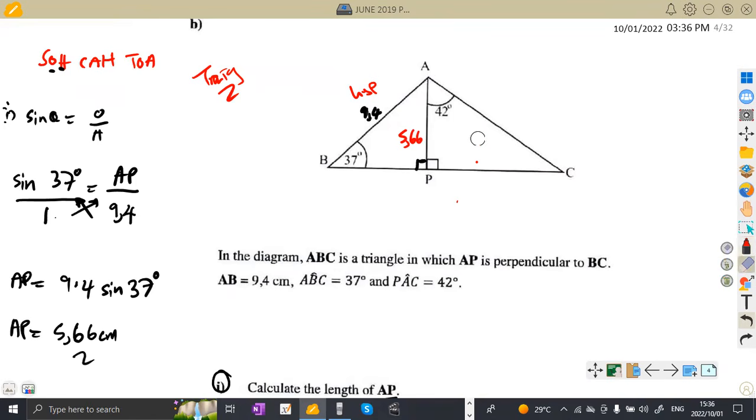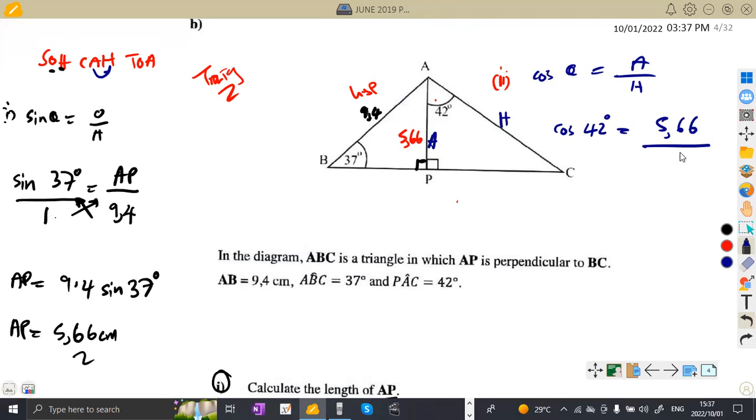That's where we can try to figure out what we have, because now we've got a side on this triangle. Working with triangle APC, according to this angle of 42 degrees, this becomes the adjacent, and we want to calculate AC, which is the hypotenuse. Adjacent and hypotenuse, that's cos. So cos of theta is adjacent over hypotenuse: cos 42 degrees equals 5.66 over the hypotenuse, which is the AC you're supposed to calculate.